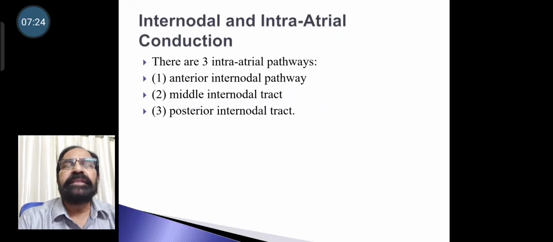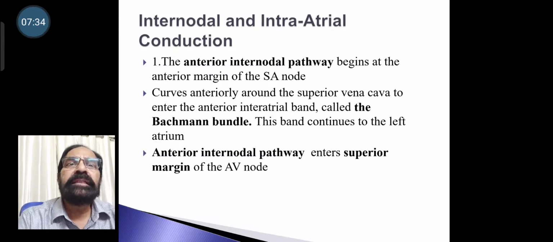Internodal and intra-atrial conduction. There are 3 intra-atrial pathways: anterior, middle and posterior internodal tracts. First we start with the anterior internodal pathway. This begins at the anterior margin of the SA node.